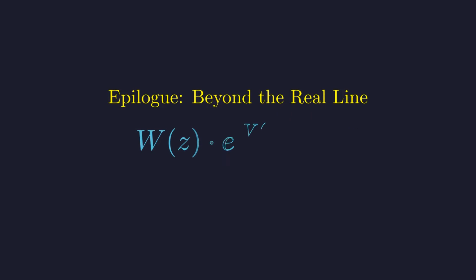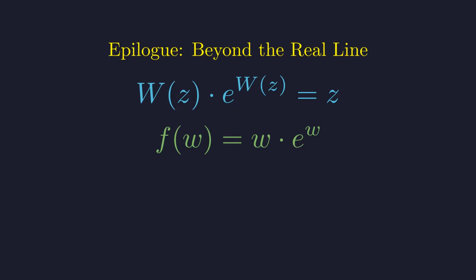So far, we've only considered real solutions, but what if we venture into the complex numbers? Then things get really interesting, and we need a more advanced tool called the Lambert W function. First, let's understand what the Lambert W function actually is. It's defined as the function that satisfies this elegant equation: W of z times e to the W of z equals z. In other words, it's the inverse of the function f of w equals w times e to the w.